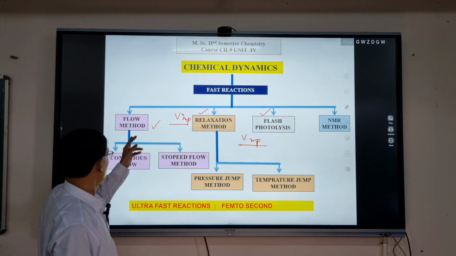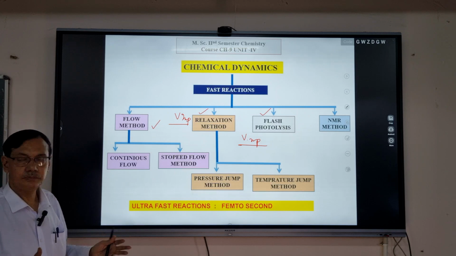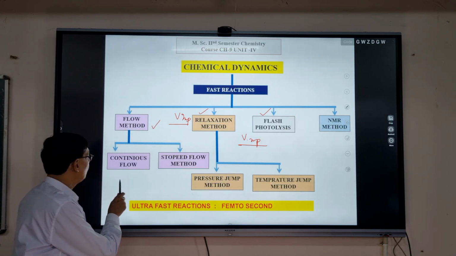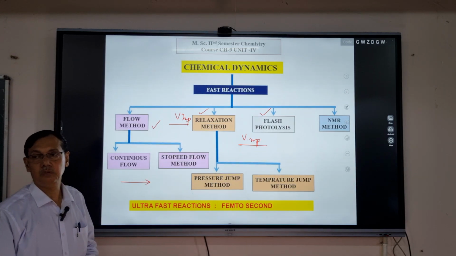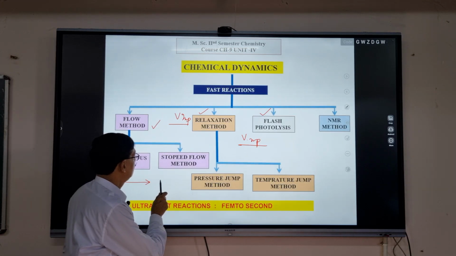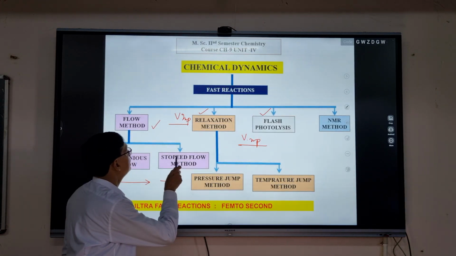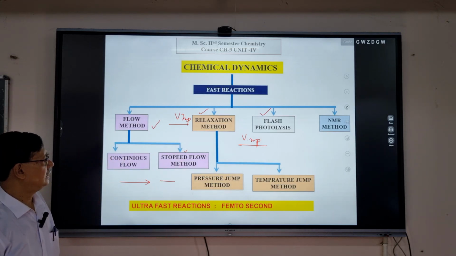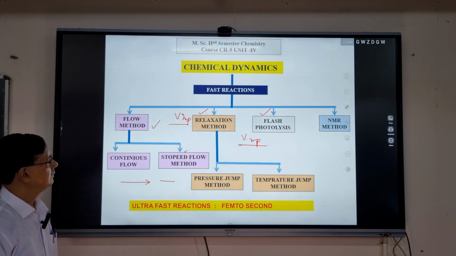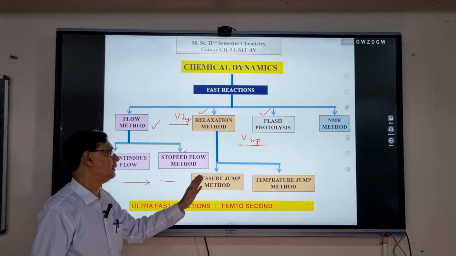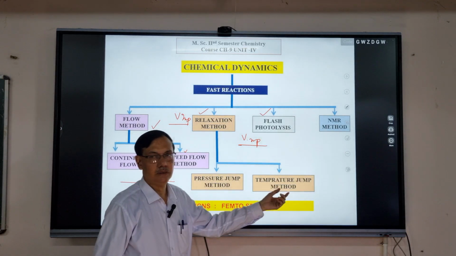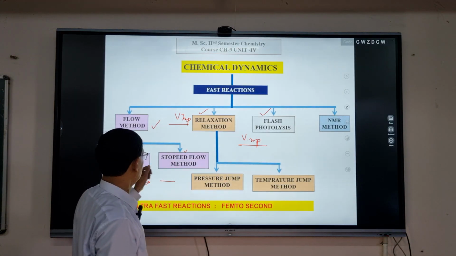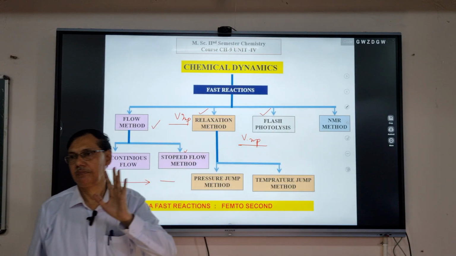Again, the flow method can be divided into 2 parts. One is called continuous flow. The name itself is a definition. Continuous flow. The second is the stopped flow method. There is a slight spelling mistake on the board, correct it. And in relaxation also there are 2 methods. One is called the pressure jump method. Another is the temperature jump method. So there are 1, 2, 3, 4, 5, 6 methods.